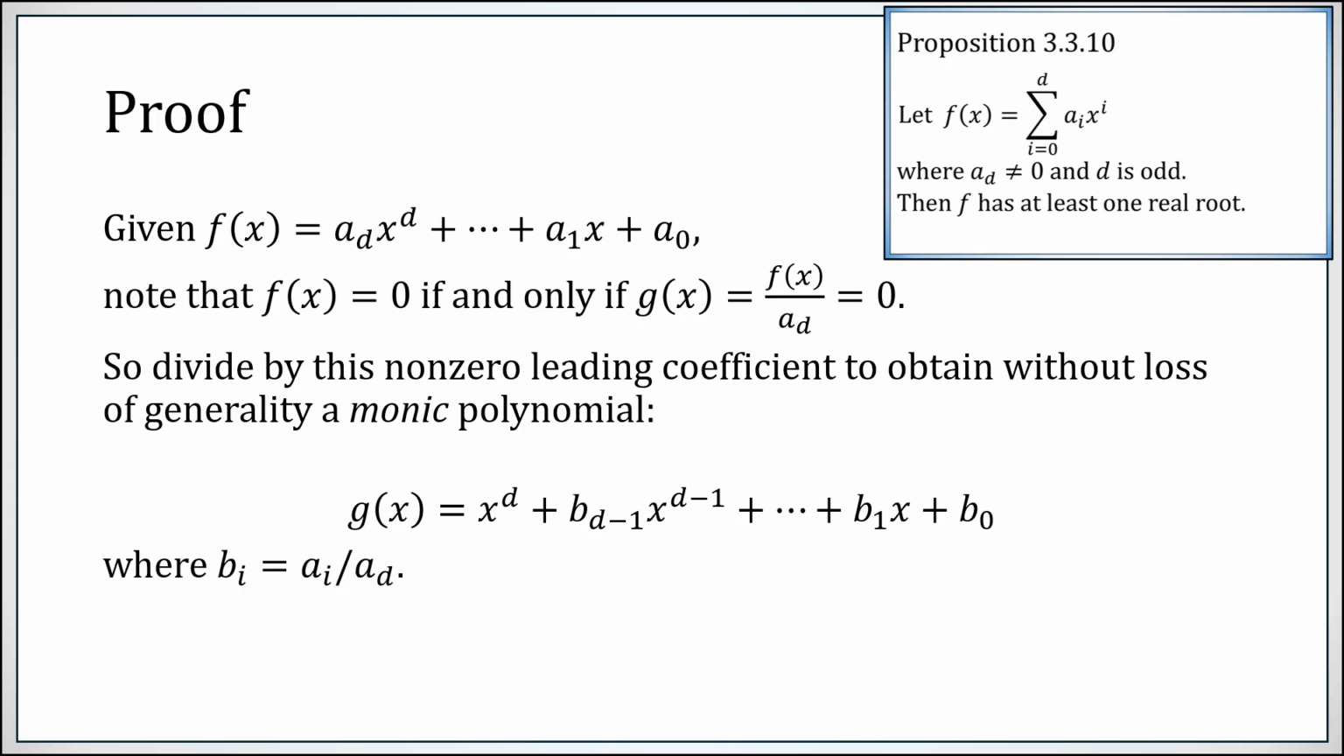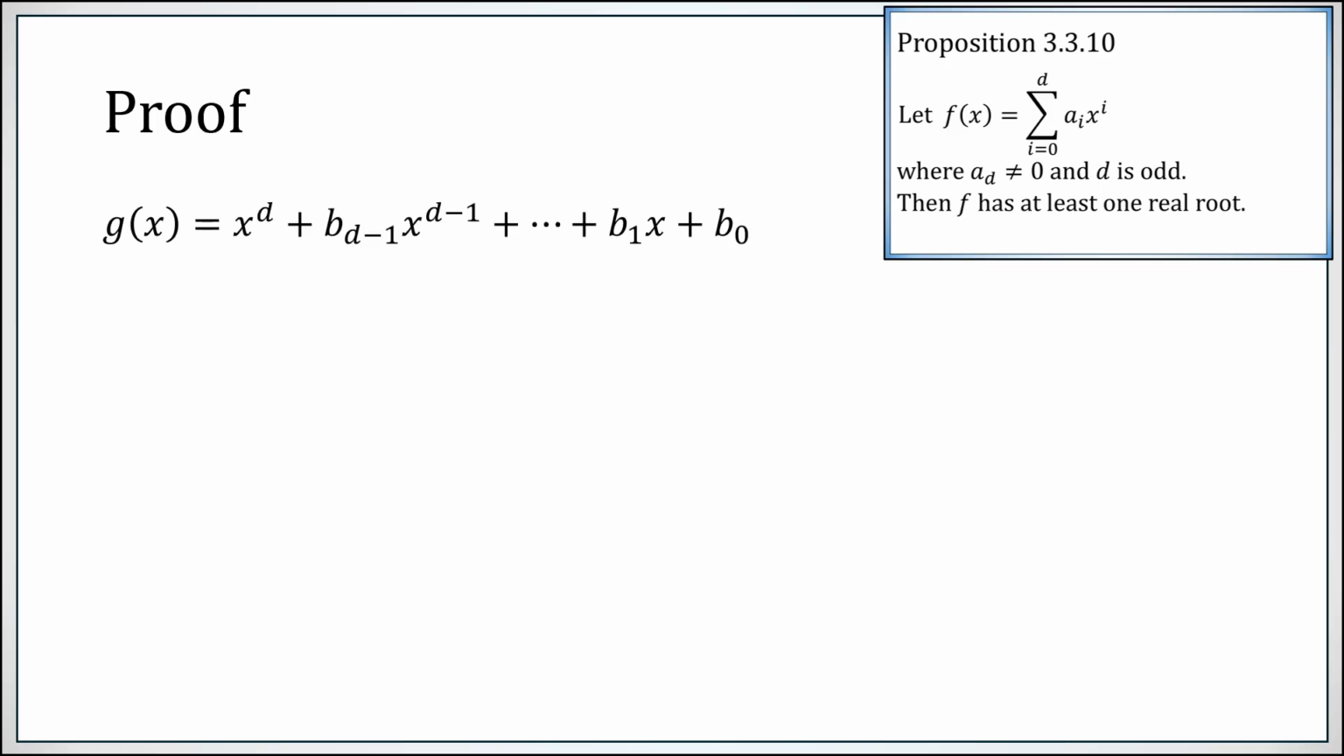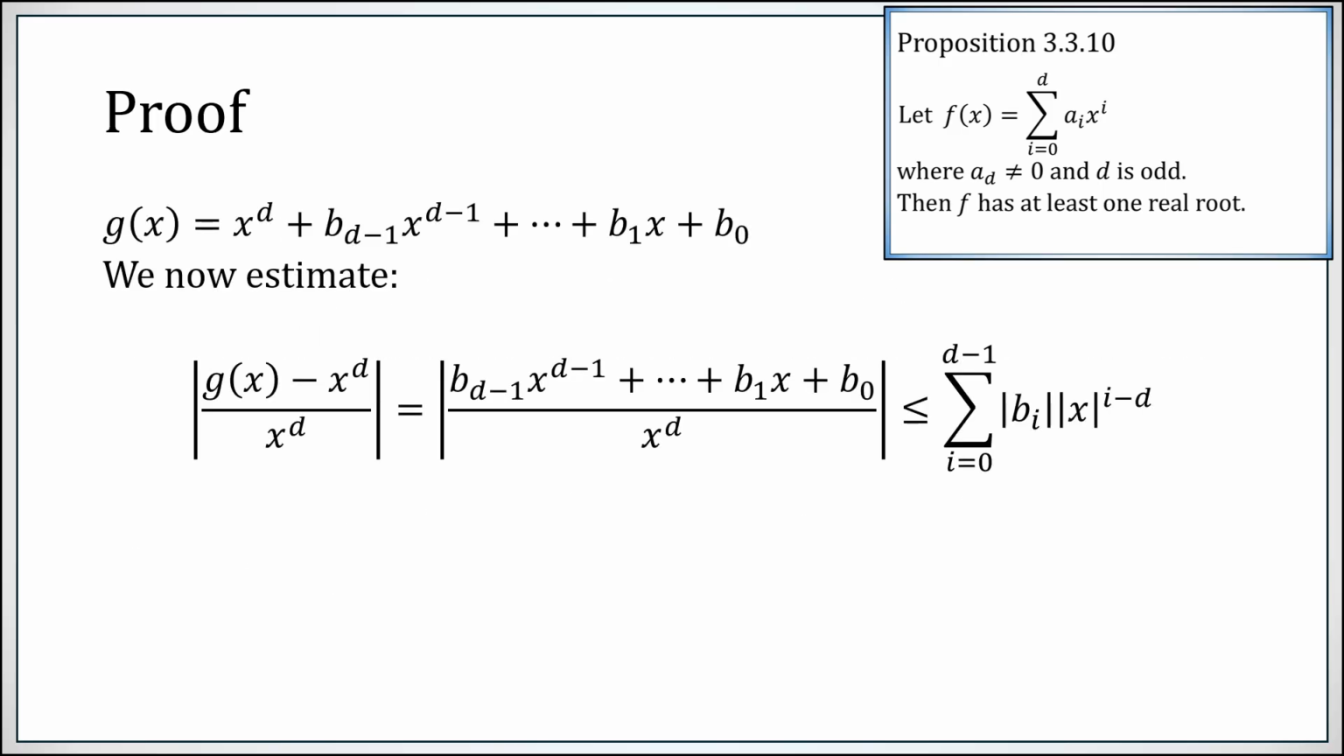Okay, the coefficients of this new polynomial are just the coefficients of the previous one divided by the leading coefficient. Let's take a look at this monic polynomial. Okay, let's understand this chain here. The first equality is quite straightforward. g of x minus x to the d is just all of these other terms.